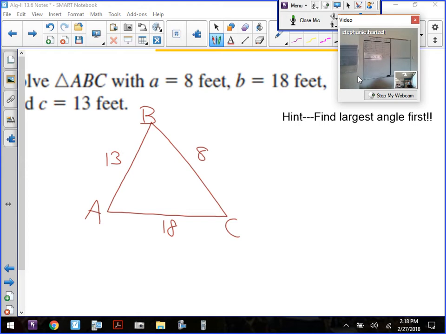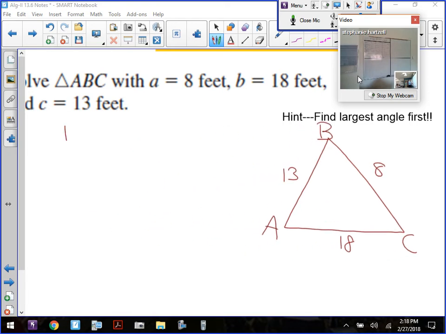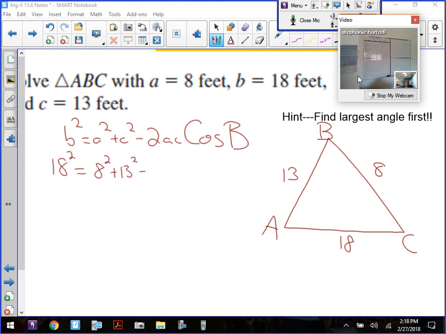All right, so we'll write out law of cosines in terms of B. So it's B squared equals A squared plus C squared minus 2AC cosine B. And again, we're going to fill in all at once. 18 squared is 8 squared plus 13 squared minus 2.